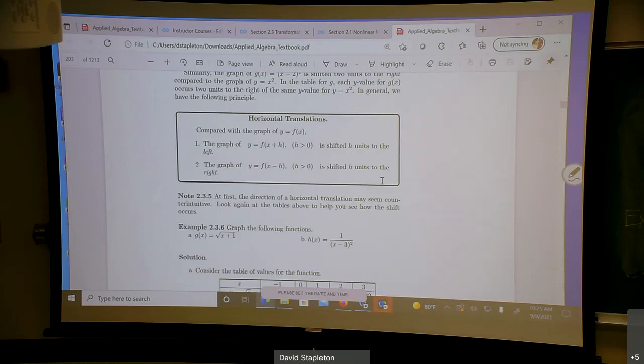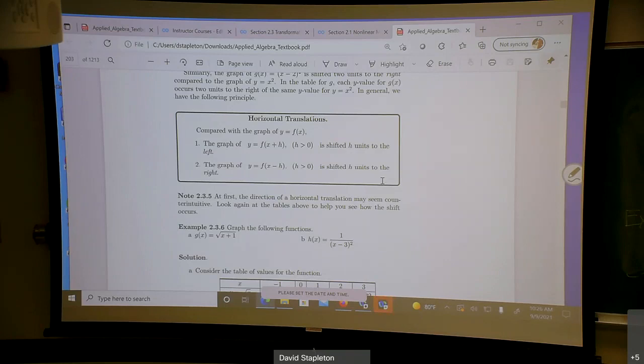That's what this one is, x minus 1 squared, where you just take what was squared, x, and replace it with x minus 1. That's what this notation means. It means wherever you see x in the equation, replace it with parentheses x minus h. That moves that one to the right.